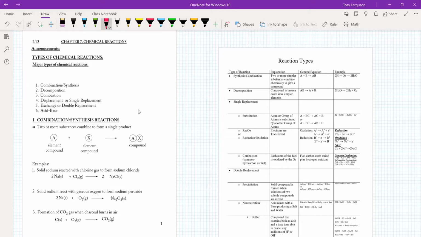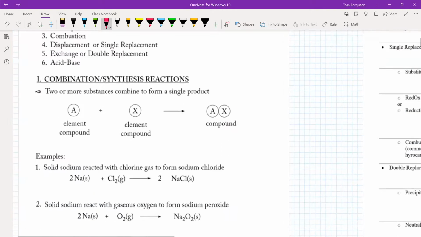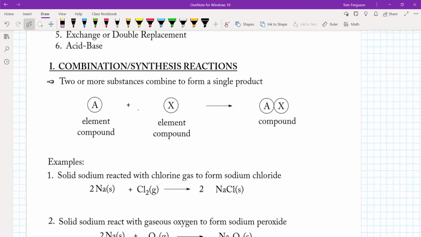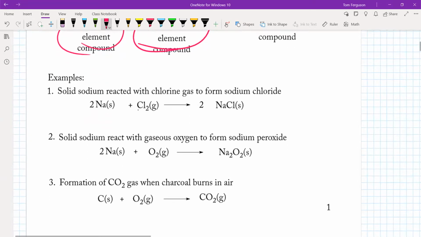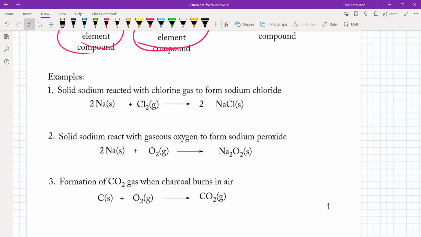Okay. The first 2 actually are very straightforward, and that's why I have them up top: a combination or synthesis, and decomposition. They're almost the same reaction, only one is in reverse. A combination reaction: we're combining 2 things or more into a single compound. Now, there's lots and lots of examples of this.